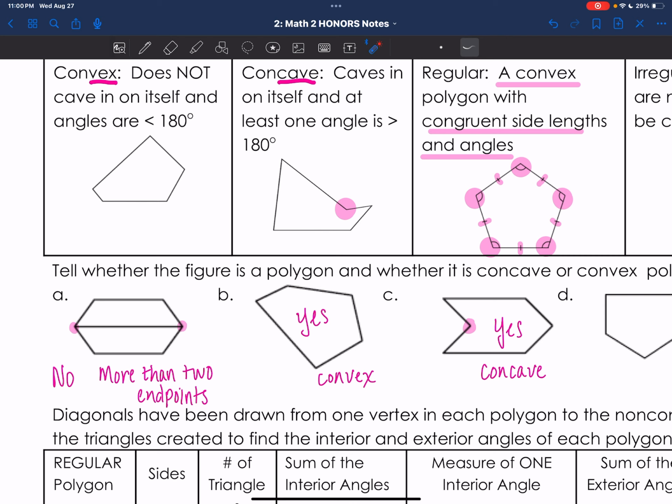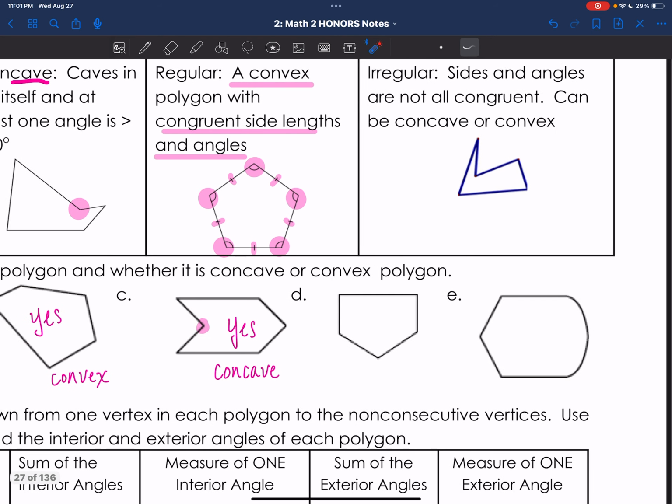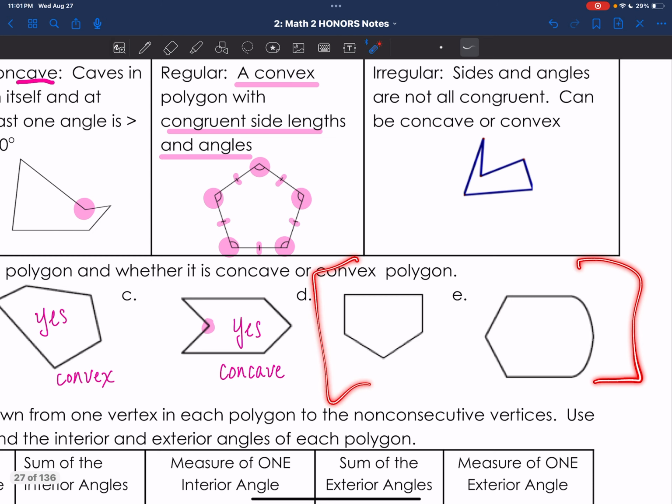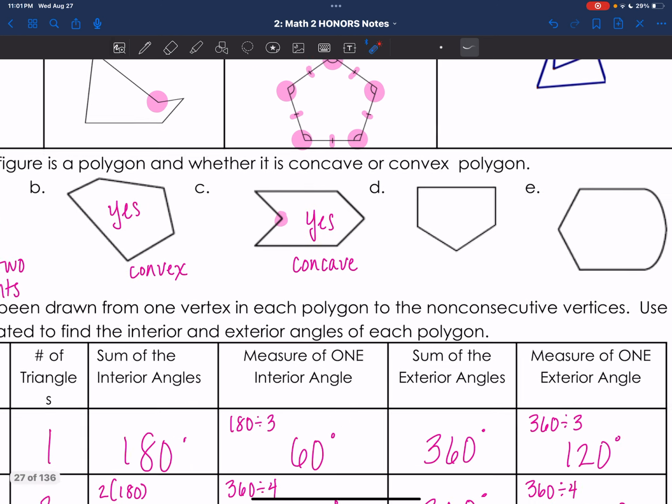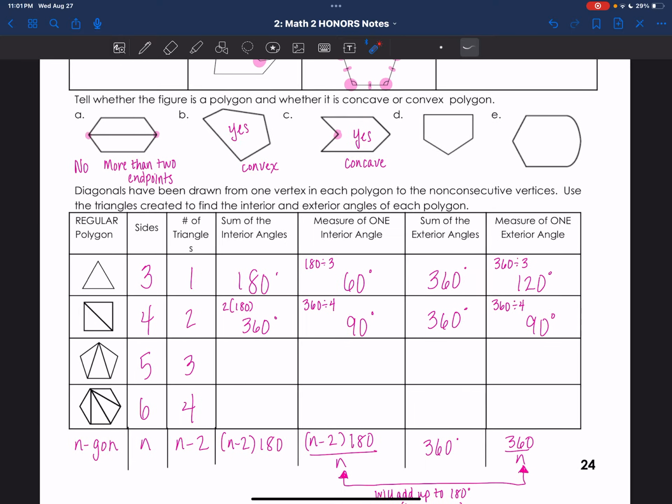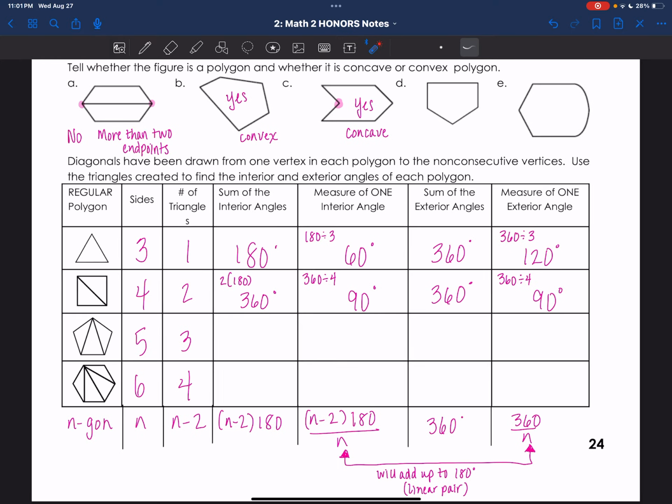All right, so let's look here at concave. Right here is where it is concave because it goes in. So because of here, it's concave, but it is a polygon. I want you to try those two and determine if it's a polygon, and if it is, say if it's convex or concave. All right, so now let's do this table.